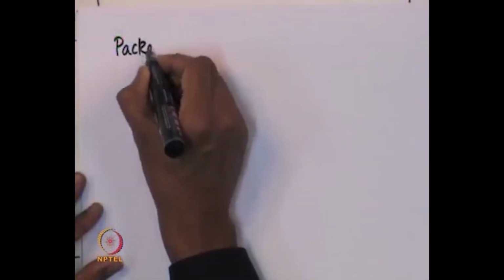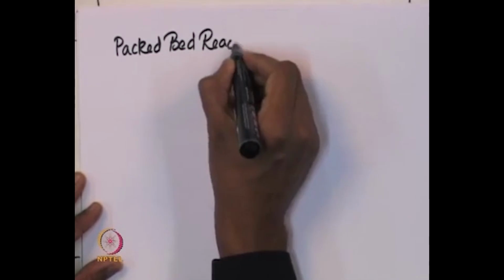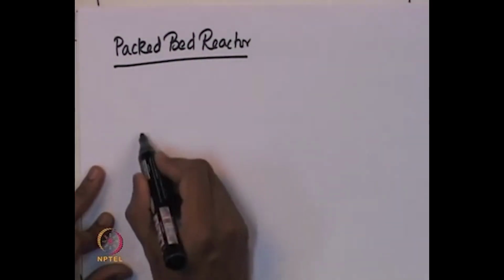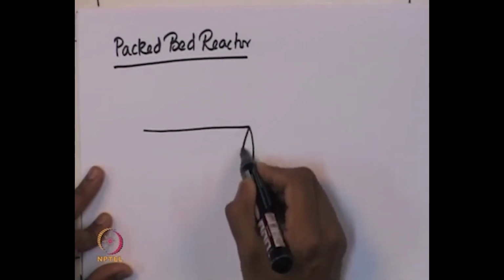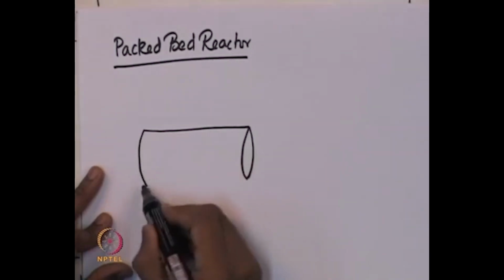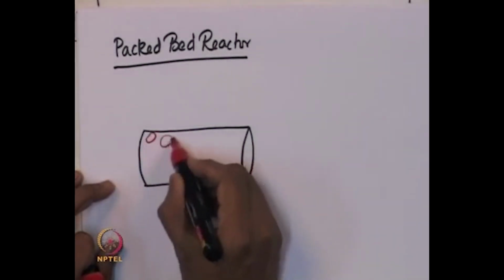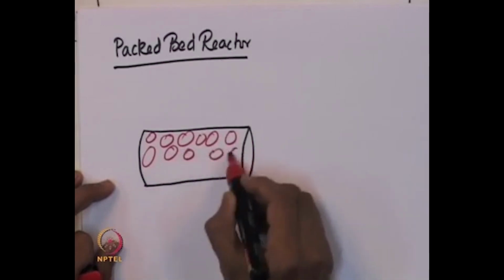Now let us look at another example, a packed bed reactor. A packed bed reactor is nothing but a tube, and the tube is packed with catalyst particles. Let us say that these are the catalyst particles which are present inside the reactor.